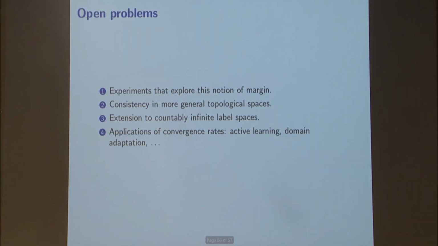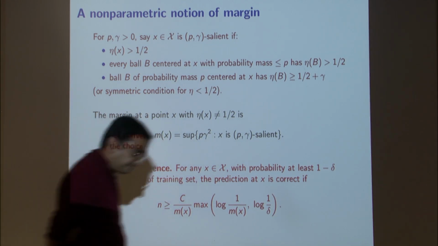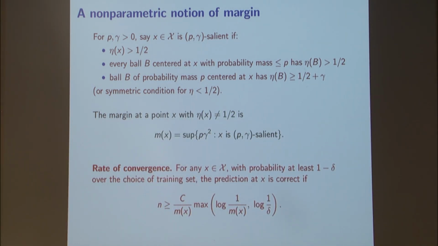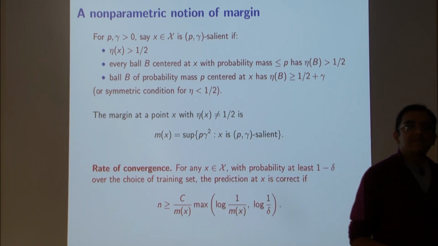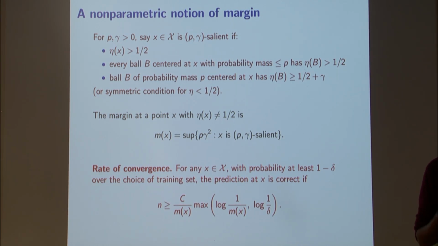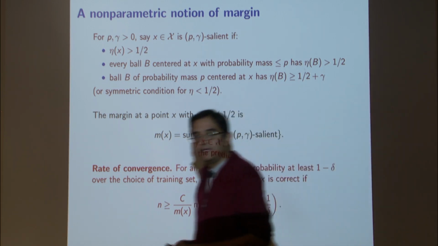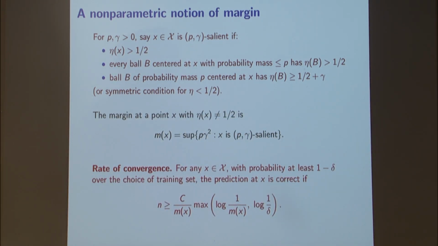In terms of open problems, yeah. Sorry, just a question about that last thing. If I were interested in integrated error rather than some point-wise quantities, is there a way to say what this does over my whole space? Yeah, so what you would have to say is, what is the probability mass of x whose margin is greater than or equal to, say, 0.5 or greater than 0.1? That would give you, when n exceeds that, then all of those points are correctly classified, and then you don't know about the others. Yeah?